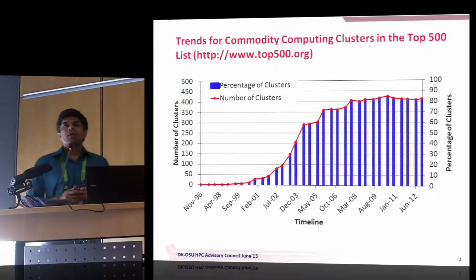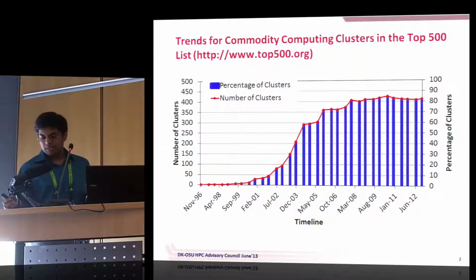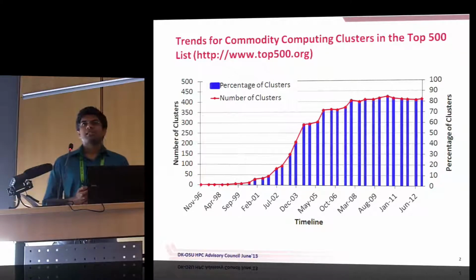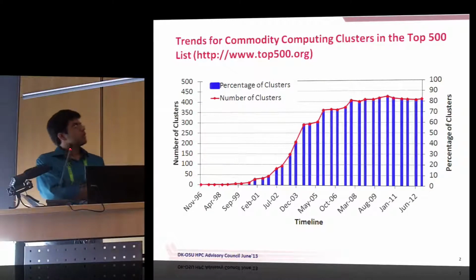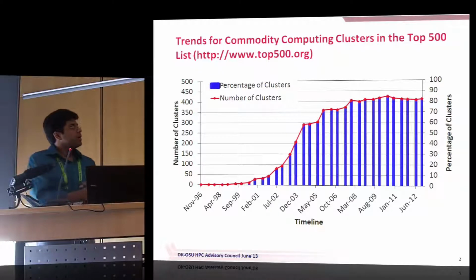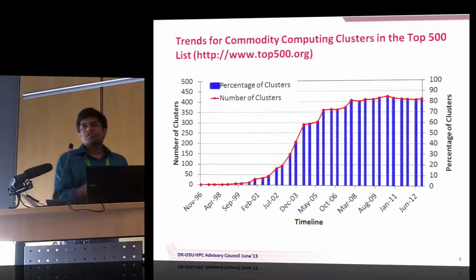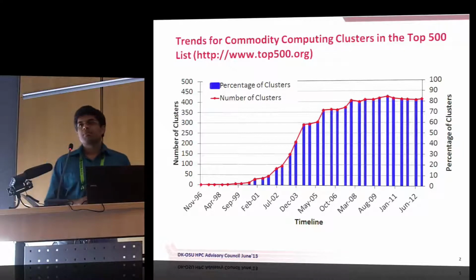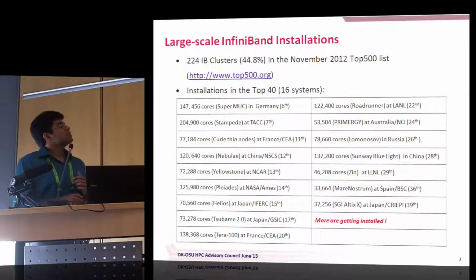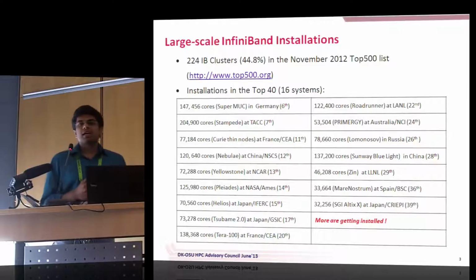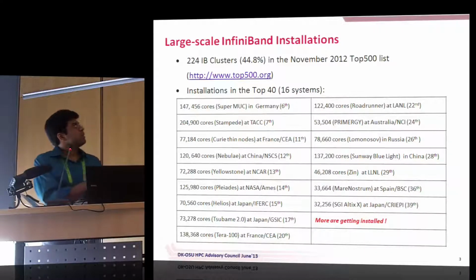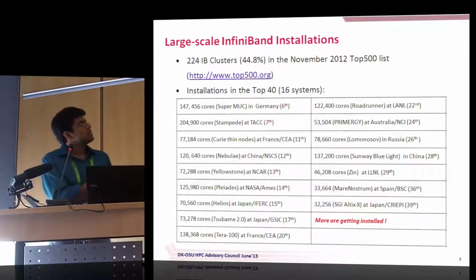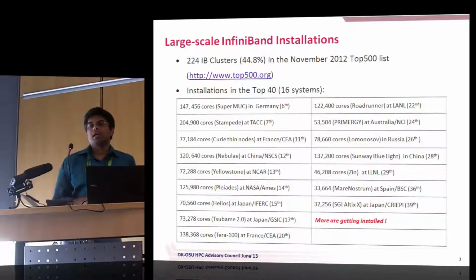So, as we all know, clusters have been gaining popularity over the last decade. If you just take a look at this graph, it's more than apparent. Almost 80% of the top 500 supercomputing systems are made up of clusters. And among this 80%, InfiniBand has a very large share. As you can see, almost 16 systems in the top 50 are InfiniBand.